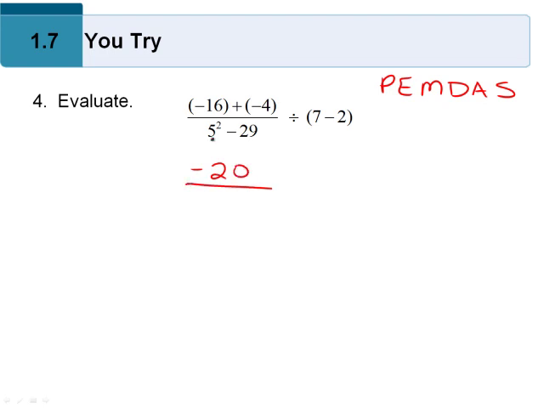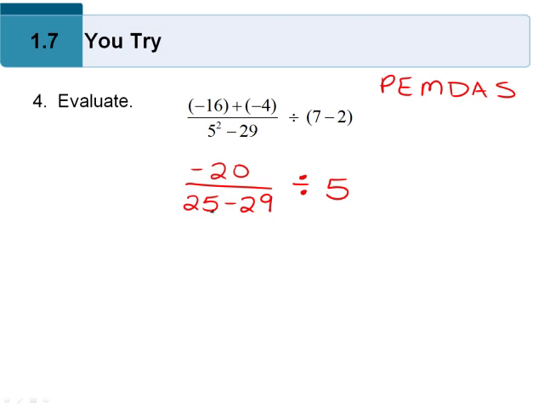On the bottom, you have an exponent and you have subtraction. So you're going to do your exponent first. 5 squared, 5 times 5 would be 25, minus 29 on the bottom. Bring down the division sign. And now 7 minus 2 is in parentheses, so we can do that right now at this step. Just go ahead and subtract. That's just 5, and you can drop those parentheses. Makes it a little bit simpler.